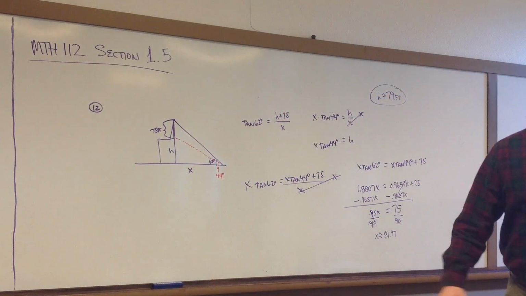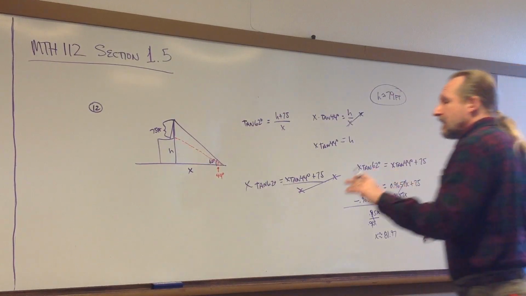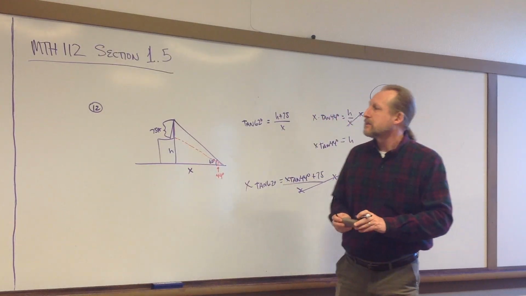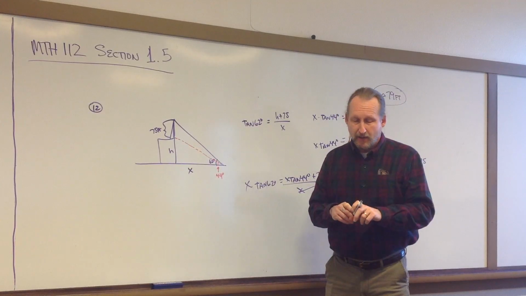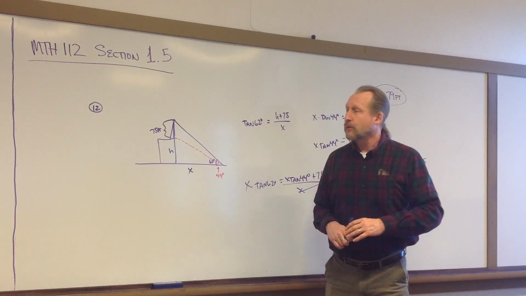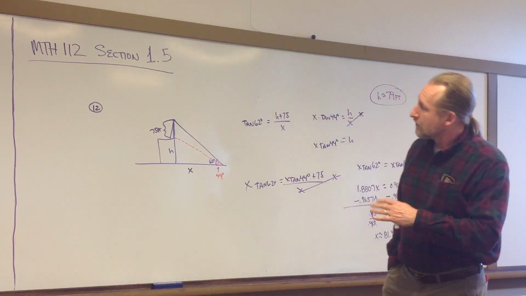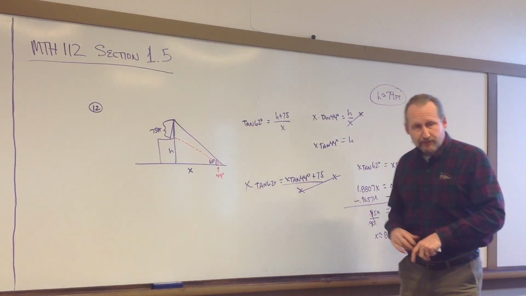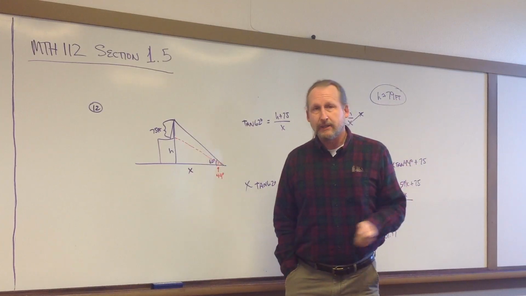Okay. All right, so that's it for section 1.5. Like I said, this is the end of chapter 1. We'll come back to this kind of idea of solving triangles using right triangles, and then at the end of the course we'll come back to this and look at solving things that are not right triangles. But for right now, we're just going to leave this here, and then we'll move on to chapter 2.